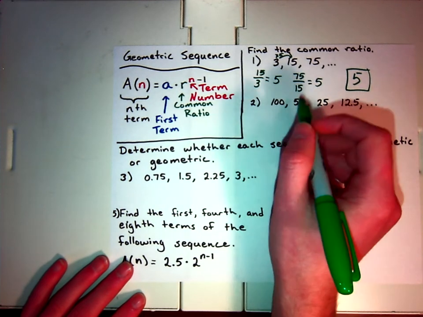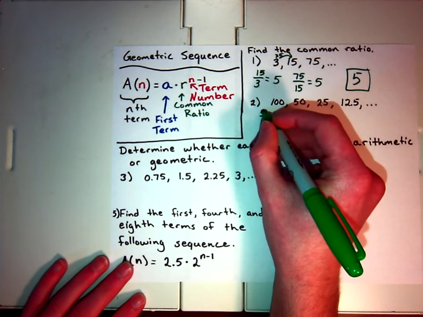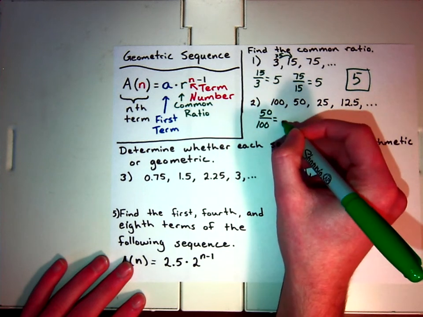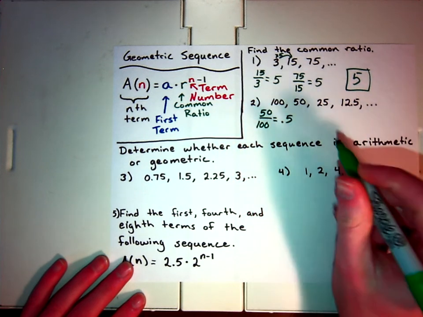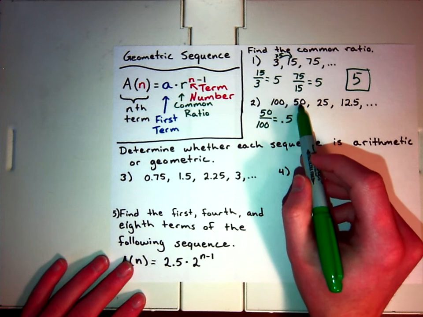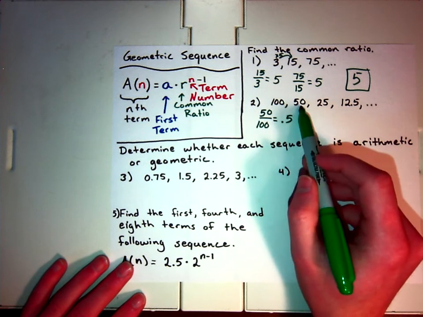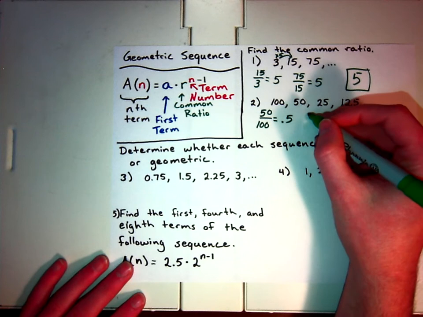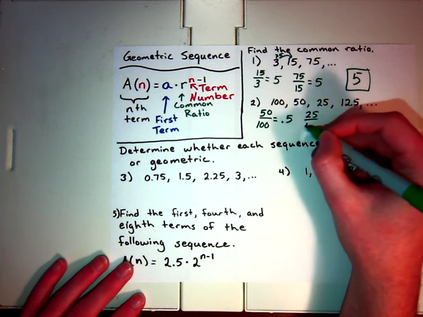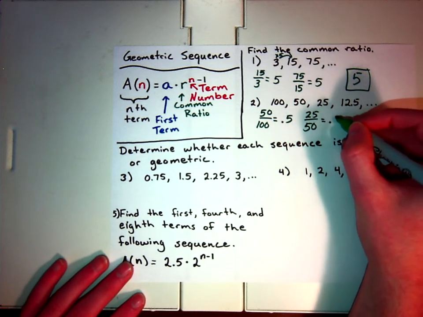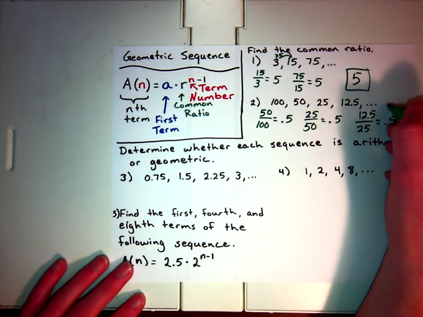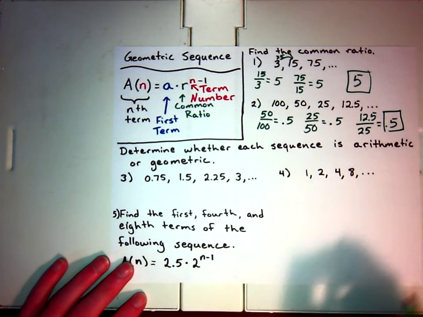For this one, again, the second number will go on top. So I'm going to get 50 over 100, and that's equal to 0.5. That makes sense because from 100 to 50, it got divided in half, and 0.5 equals half. Let's see if that's true for 25 over 50. Yep, 0.5. What about 12.5 over 25? Yep, 0.5. So our common ratio is 0.5.